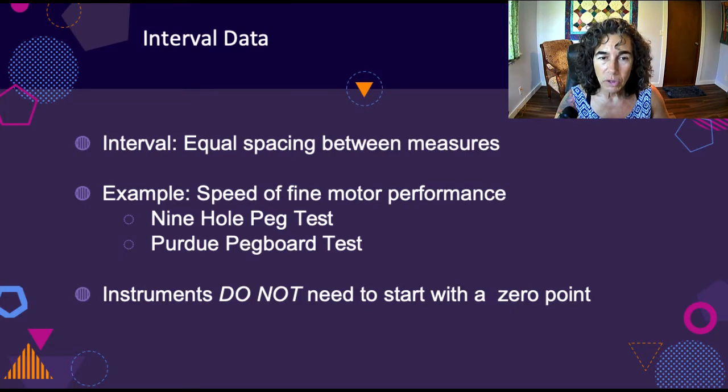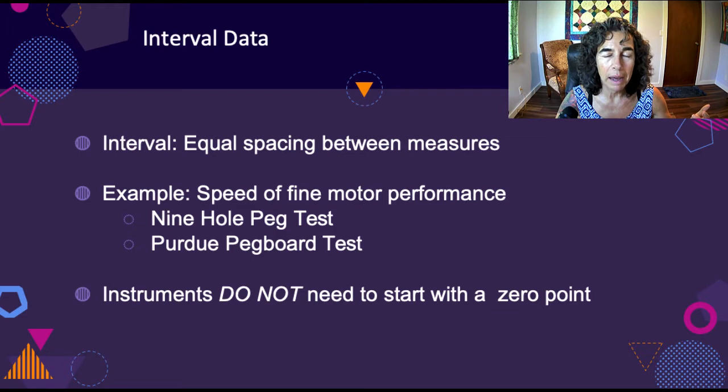So interval data, there's equal spacing between measures, right? And examples are speed of fine motor. So these equal spacings are seconds or fractions of a second. Some examples are the 9-hole peg test and the Purdue pegboard test. Both of them ask a person to move pegs from one place to another, little teeny pegs, and we can measure how fast they did it. And it translates into how speedy is your fine motor, right?